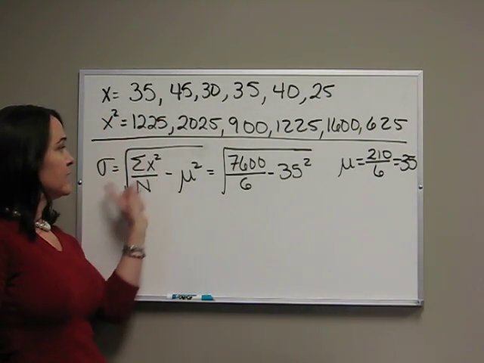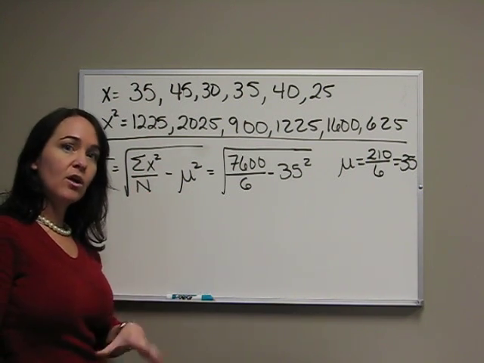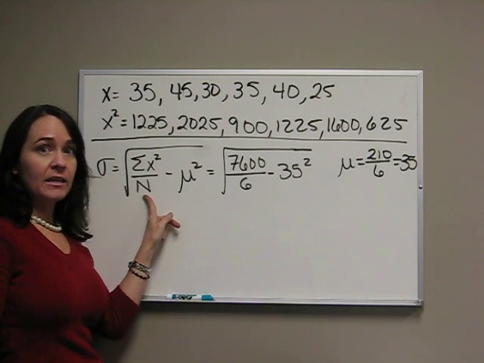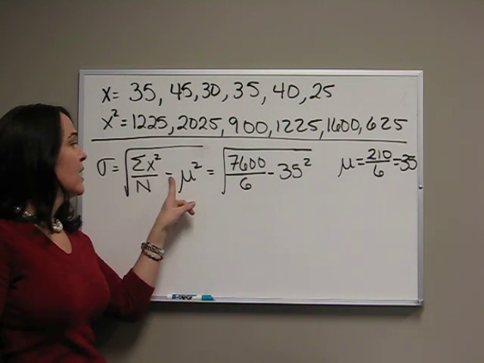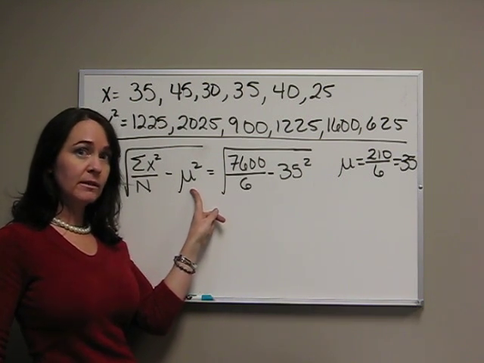Alright, the formula is the square root of the summation of x squared, which we saw in the sample standard deviation, divided by n, which is our population size, minus mu squared. Remember that mu is the population mean.